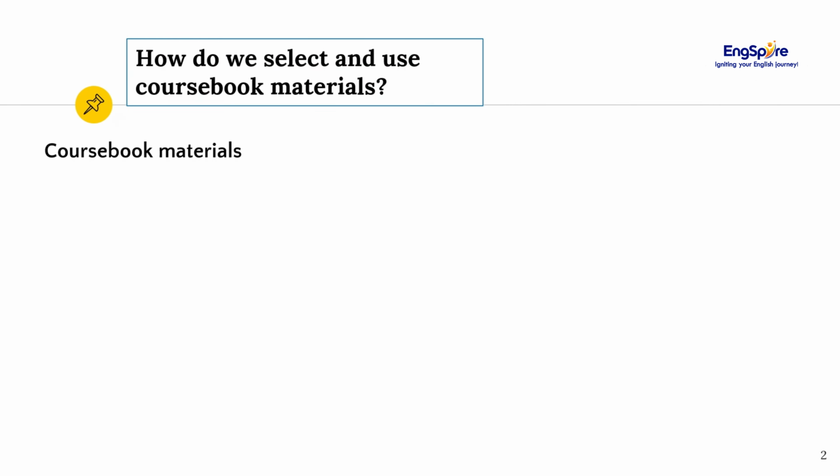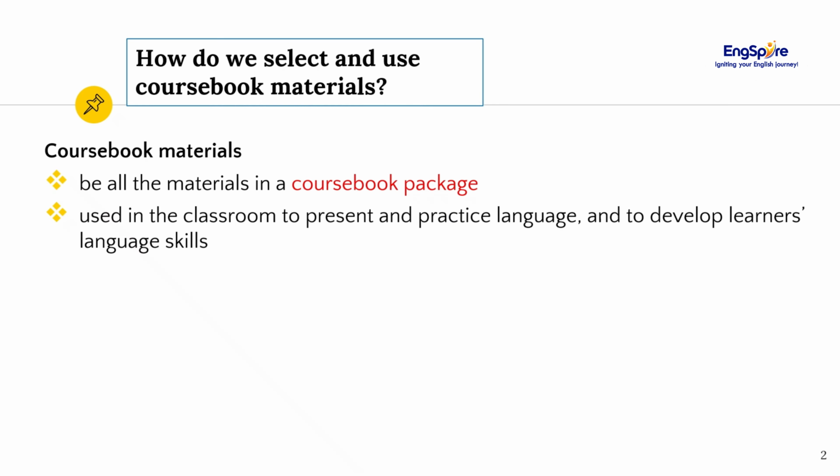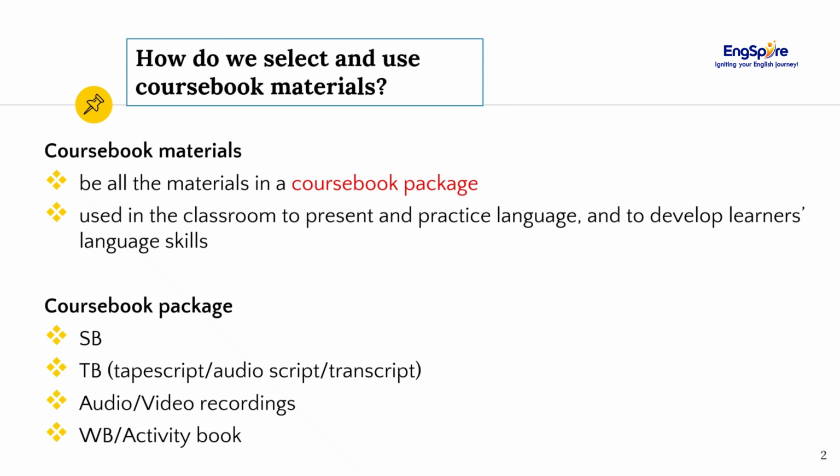When we say coursebook materials, we mean all the different parts of a coursebook package that we use in the classroom. We use these materials to present language, to give learners practice, and to help them develop their language skills. A typical coursebook package usually has several components. First, there is the student book, which learners use in class and often at home. Then there is the teacher book, which gives guidance, extra ideas, and support for the teachers.